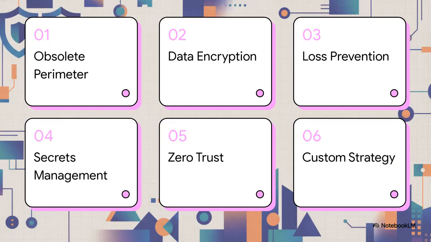Here's our blueprint overview for today so you know exactly how we're going to construct this impenetrable data fortress step by step. We'll start with why the perimeter is totally obsolete, then run rapidly through our 4 core pillars: data encryption, loss prevention, secrets management, and zero trust, and finally, we'll tackle designing your custom strategy.